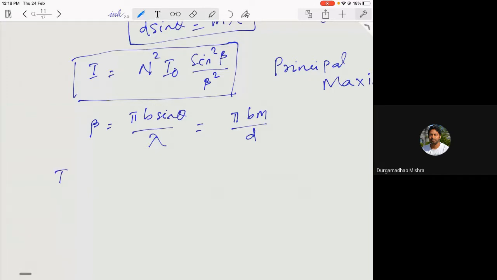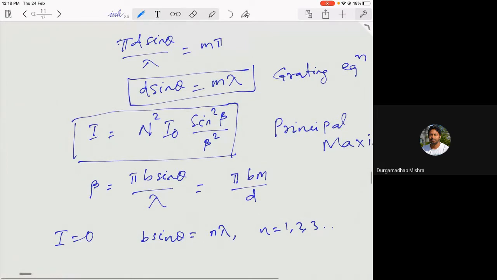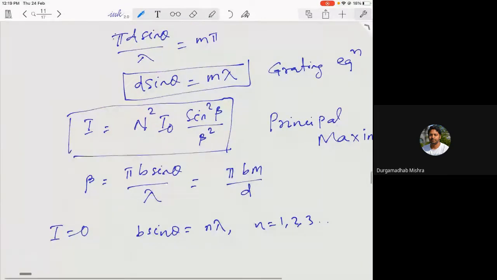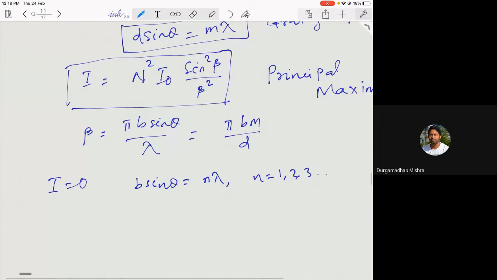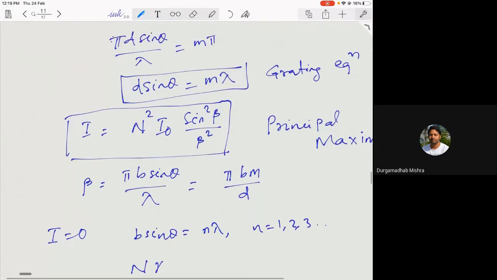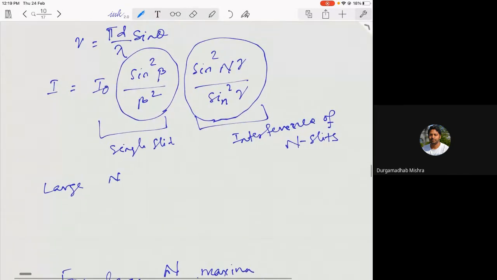What is the condition for minima? Intensity will be 0 when your b sine theta is equal to n lambda, for n equal to 1, 2, 3, and so on. Because in that case, beta is n pi, so sine beta will be 0, the sine square beta by beta square term will vanish, and your intensity will be 0. Here n is not equal to 0. Another condition also leads to a minima, because you have two contributions to the intensity, right? One is due to the diffraction and one due to the interference.